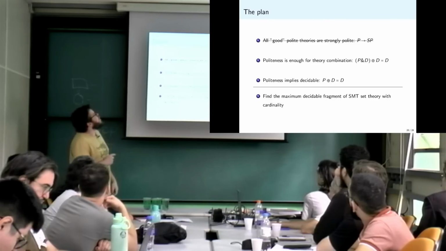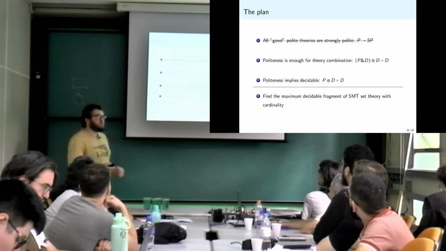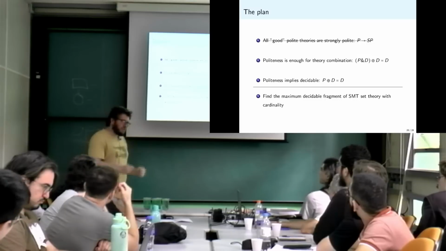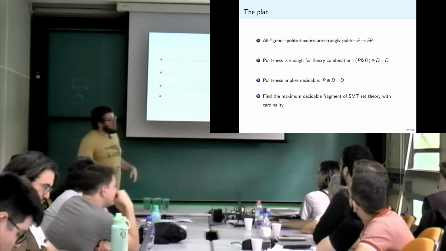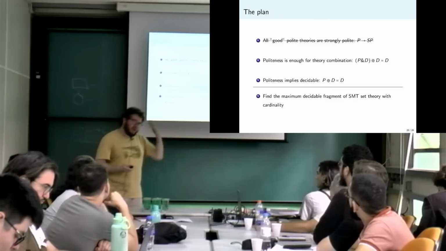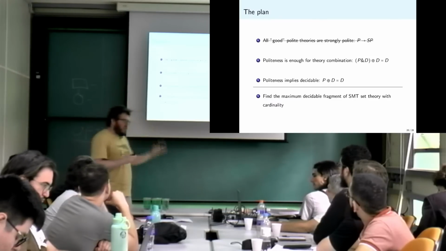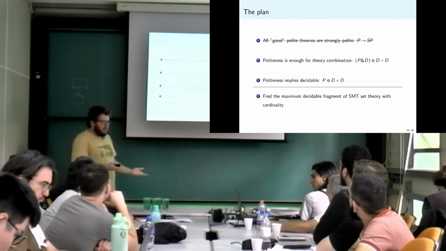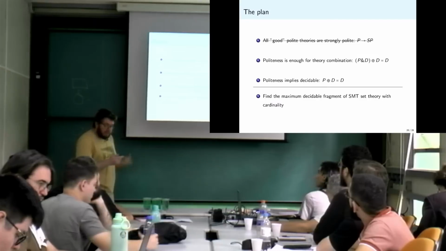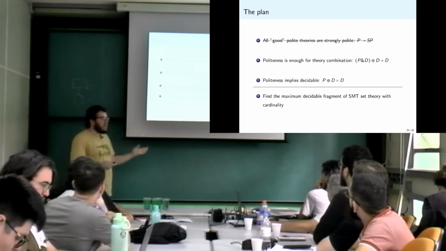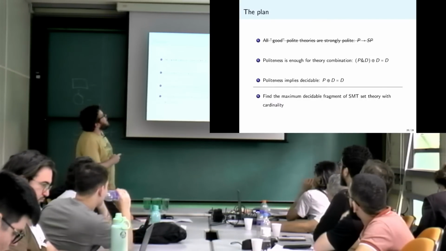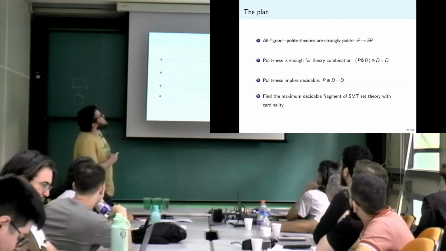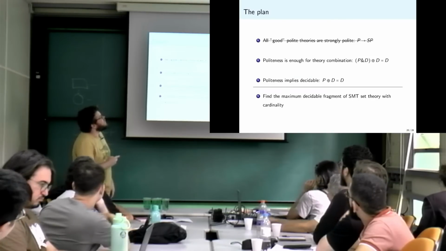Because the first problem that I wanted to prove in my postdoc, I proved the opposite. I found a counterexample, which is great. I mean, we were very happy when this first came up. It says that politeness is actually weaker than strong politeness, but it's nice that now we know. But this doesn't imply that politeness is not enough for theory combination.